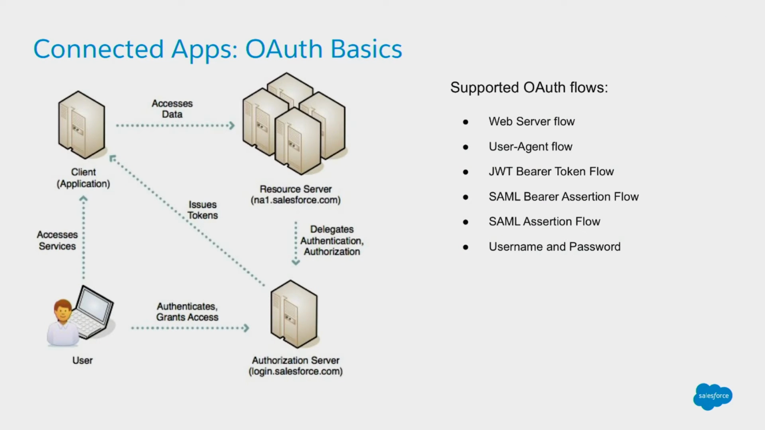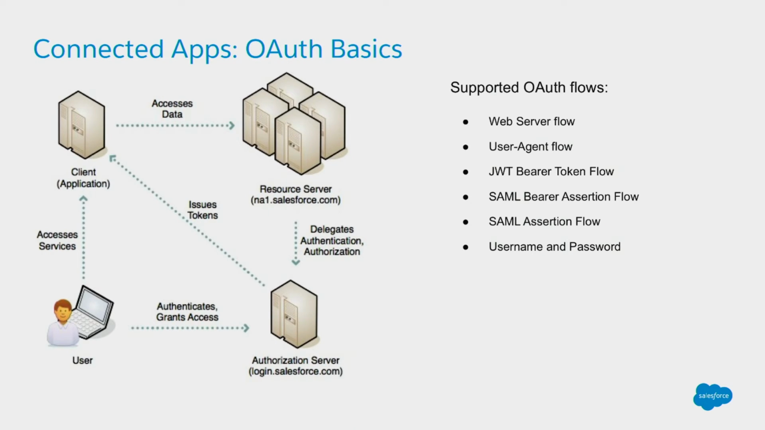OAuth, in Salesforce, we support various flows. The most basic ones are these. So the web server flow basically means that, as shown in the diagram, the user goes to the client then redirects the user to this authorization server. Salesforce does the authorization, passes on the tokens to the client, and then the client accesses the data using the token that is generated. So if you want to use single sign-on like OAuth, you can use the web server flow. We have other flows like a user agent flow, JWT bearer token flow.